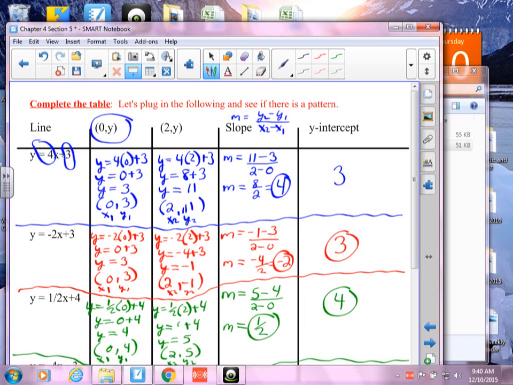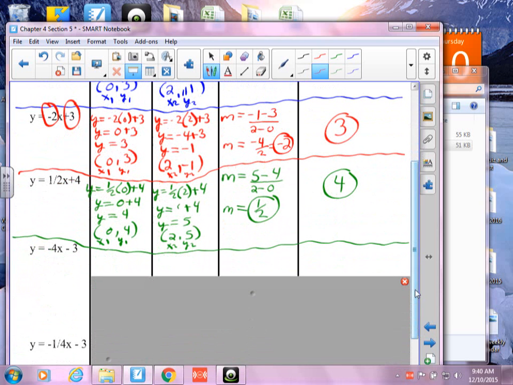Okay? All right, let's take a look at the red. My slope was -2, right? Where do you see that? It's in front of the x, isn't it? Okay, and then where is my y-intercept? It's at the end. So you technically don't have to do any work when it's in that form. All you have to do is get it in the form. That's why slope-intercept form is so important.